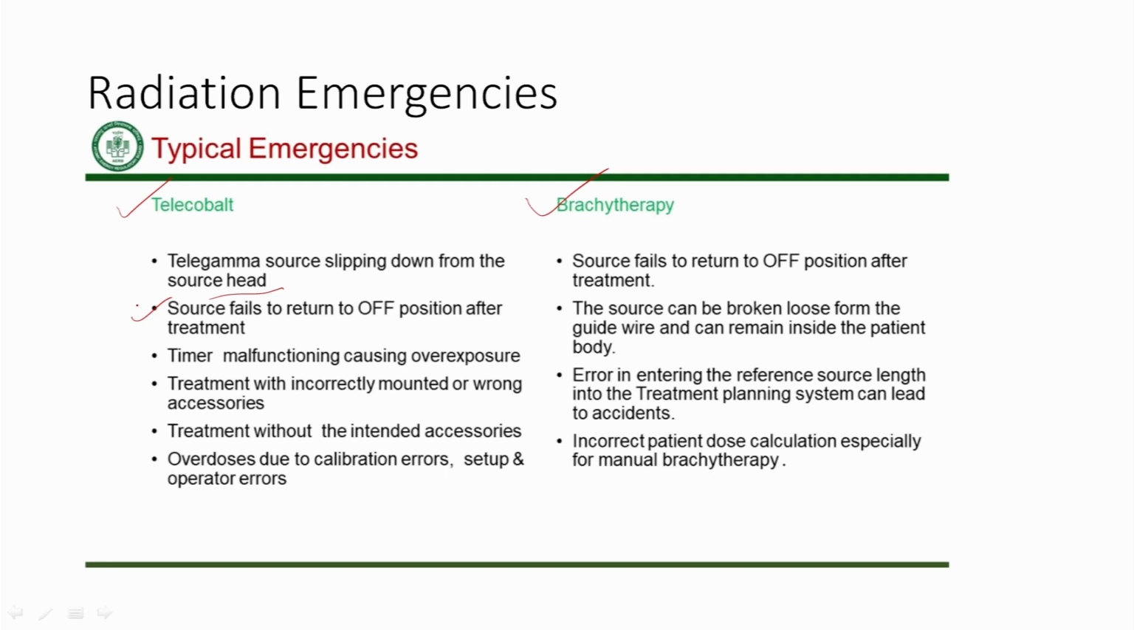Error in entering the reference source strength into the treatment planning system can lead to an accident. So this is again the dosimetrical issue. The actual source strength is different and the entered source strength is different. So it will create wrong calculations, wrong treatment time, incorrect patient dose calculation, especially for manual brachytherapy.